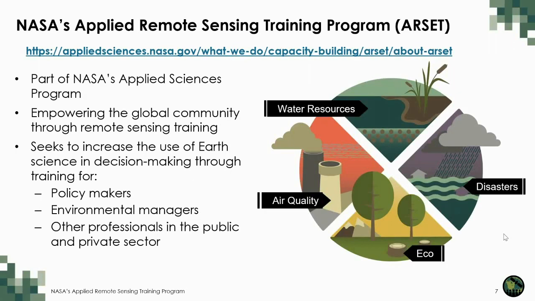For those of you who may be unfamiliar with the ARSET program, we're part of NASA's capacity building program under Applied Sciences and are designed to empower the global community through remote sensing training. We have a variety of training topics within 4 application areas: air quality, water resources, disasters, and eco-forecasting, which is where the ARSET team resides. Our training levels are on the spectrum from introductory all the way to advanced trainings with guides for remote sensing analysis. This series is on the introductory level. Our trainings are designed for professionals with natural resource management agencies, policymakers, and other environmental decision makers.